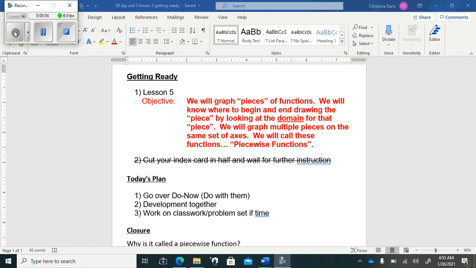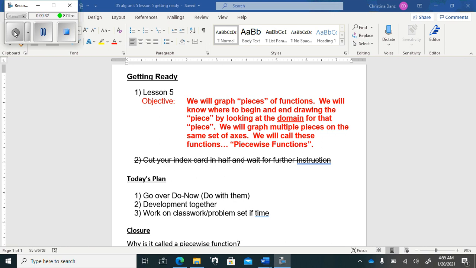So we're on lesson 5. Now this is a big, important lesson. You have to pay very close attention. You can see what the objective is. You really do need to write down all of those words. They're all so important, and it would be great to look back at what you wrote for your objective to remind you of how to do these things called piecewise functions.